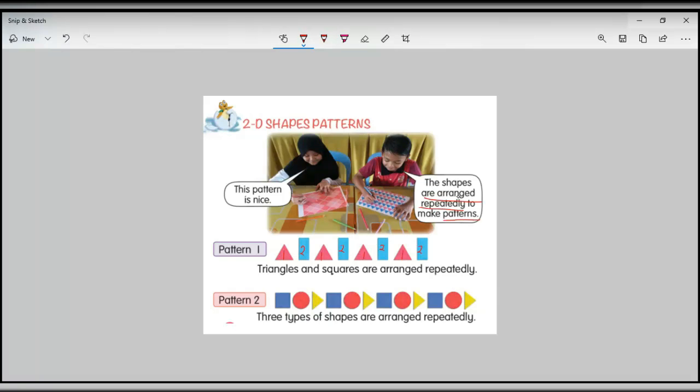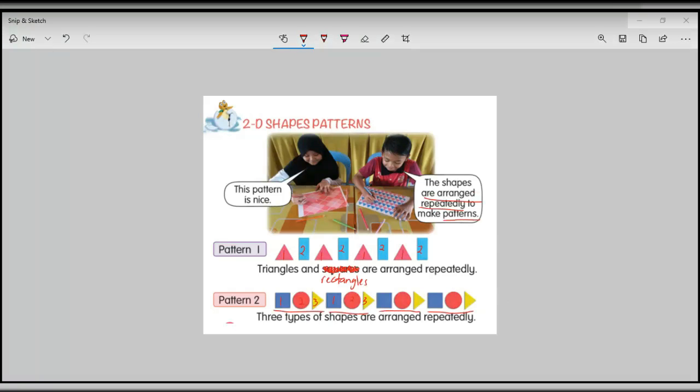We make some correction here. This one is not square. This one is rectangles. Triangles and rectangles are arranged repeatedly. How about the second pattern? We start with square, circle, triangle. Square, circle, triangle, and it repeats again and again. So this is the pattern. Three shapes, then repeat again the same three shapes. Repeat again the set of the 2D shapes. You also can create your own pattern using the 2D shapes. You can arrange any 2D shape pattern that you like, then it will form a decoration.